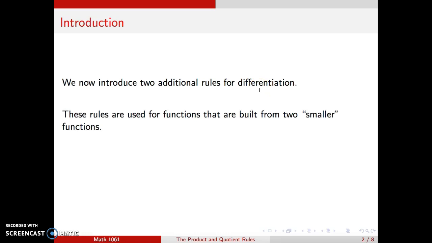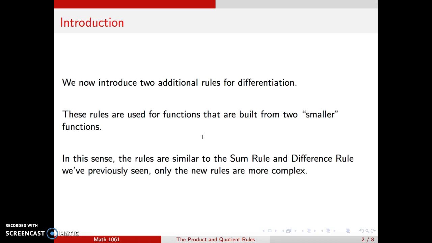This slide, full disclosure, I started off with one huge slide show, and I broke it up into two. So we've got two additional rules, just one for this video, and the other one will be in the next video. But the idea is that these are built up from smaller functions, kind of like the sum and difference rule that we had before. So you might know that f and g are differentiable, and think about the ways that you can combine them.